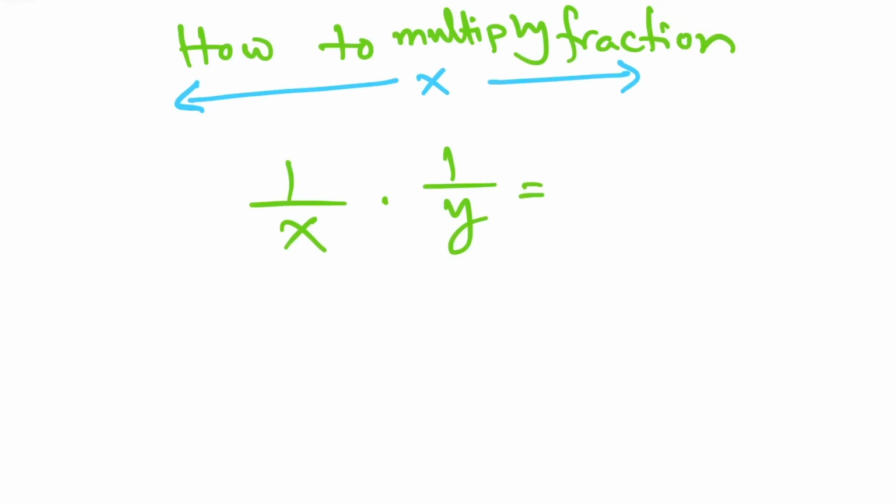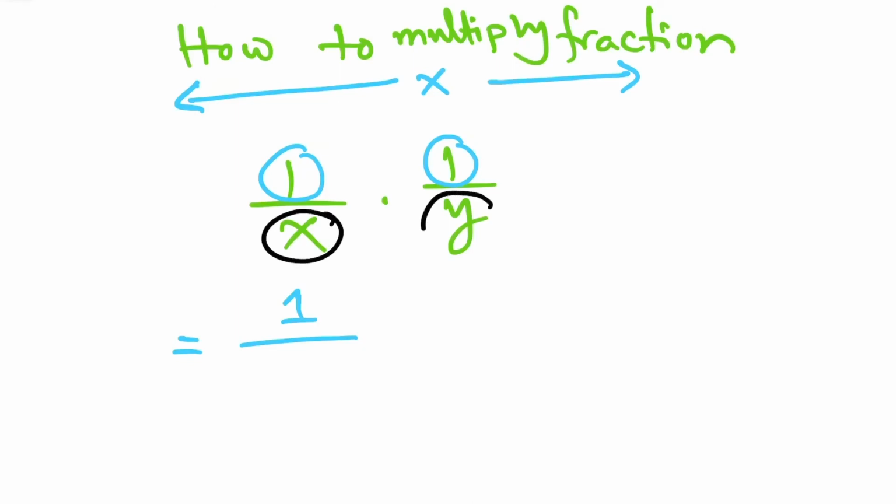Can you multiply this fraction 1 over x times 1 over y? I will give you 10 seconds to think about the problem. So when you multiply fractions, you multiply the top numbers, okay? So 1 times 1 is equal to 1. And then you multiply the bottom numbers. In this case, we have x and y, so x times y, xy.